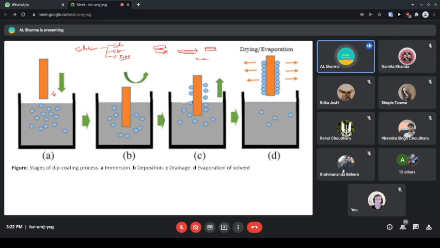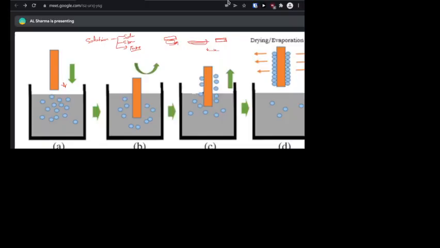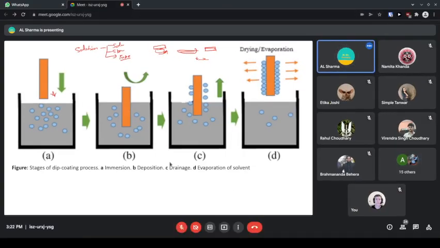You have to ensure that you take it out quickly, or you have to give it some time, which is called the dwell time. Once it has been deposited over the sample material, the substrate, then you pull it back. Once you pull it back, these solutions are going to stick over the surface.